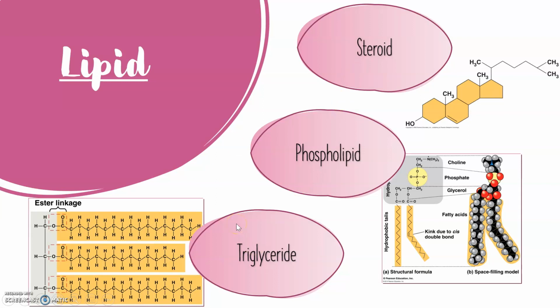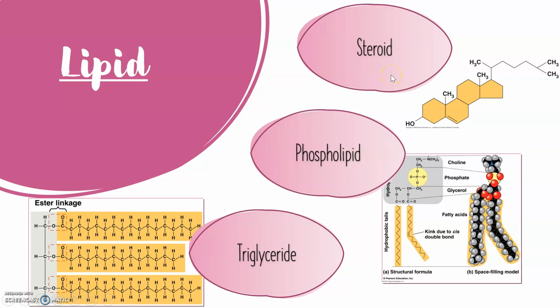Triglyceride is the combination of one glycerol and 3 fatty acids, and it is held by ester linkage. Phospholipid, on the other hand, also contains glycerol, but the glycerol is binding to phosphate and choline, and the other 2 carbons are binding to fatty acids. So for phospholipid, we have a hydrophilic head and hydrophobic tails.